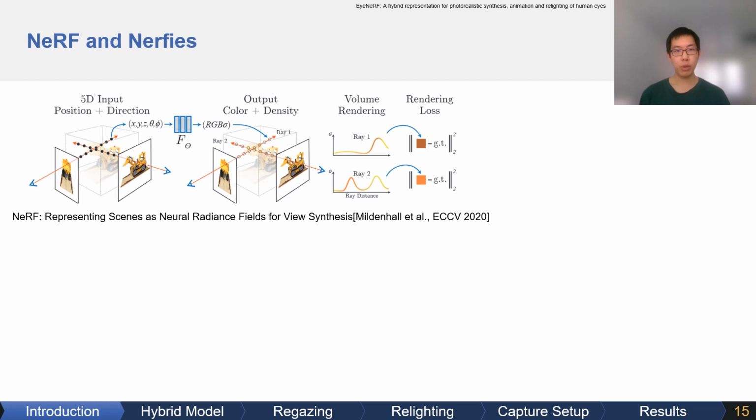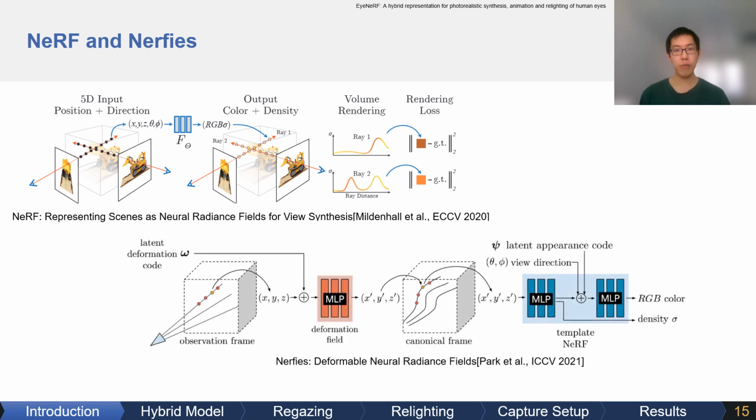Before we go further, however, let's first look at what NeRF is. NeRF, or neural radiance fields, are a recent representation initially proposed by Mildenhall et al., which approximate scenes using a view-dependent radiance volume. NeRFies, by Park et al., extends NeRF to additionally model dynamic scenes by learning a deformation field for every frame between the observed space and a canonical volume.